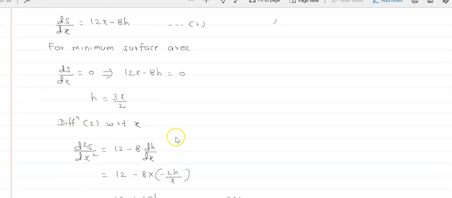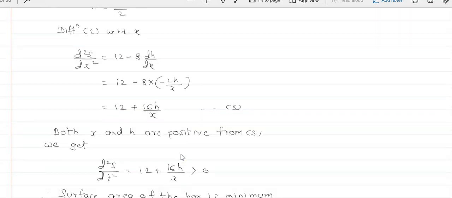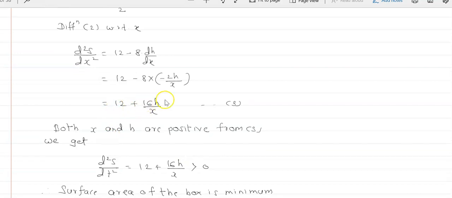Now differentiate equation 2 with respect to x. The derivative of 12x is 12, and here it is minus 8 dh upon dx. If we substitute the value of dh upon dx, which is minus 2h upon x, it becomes plus, that is 12 plus 16h upon x. Both x and h are positive. That's why from equation 3 we get a positive quantity, which is greater than 0.